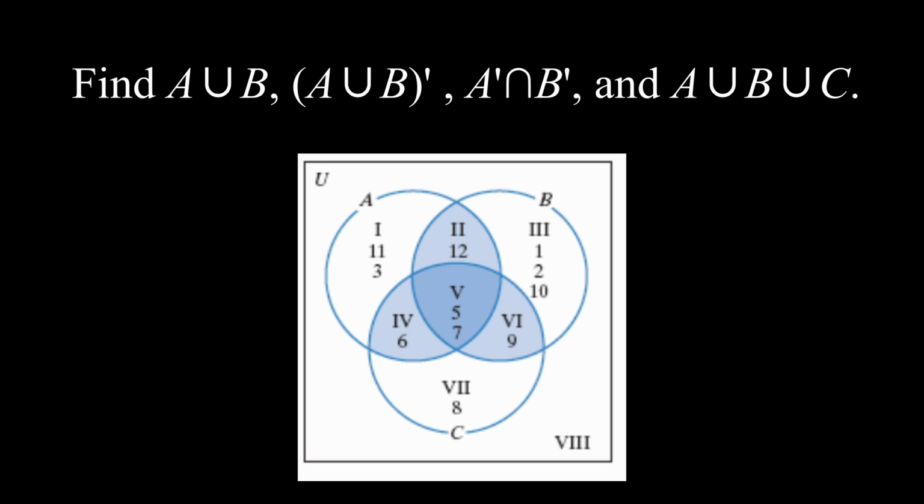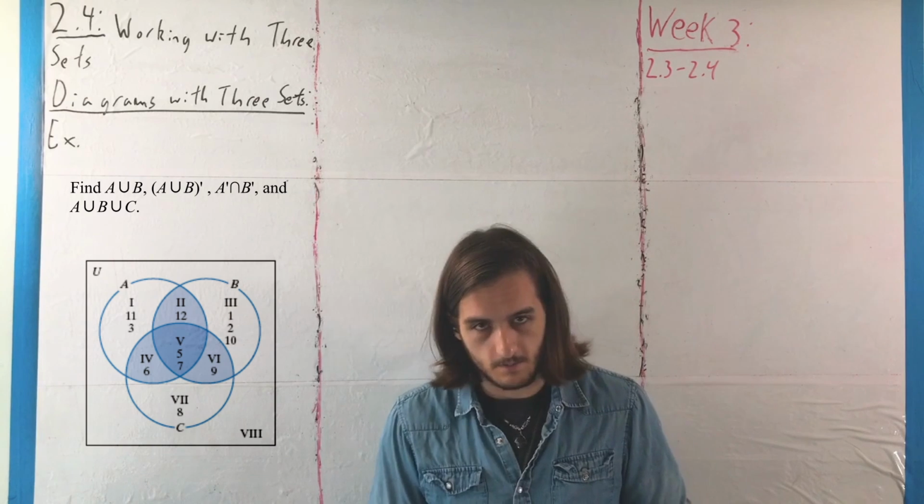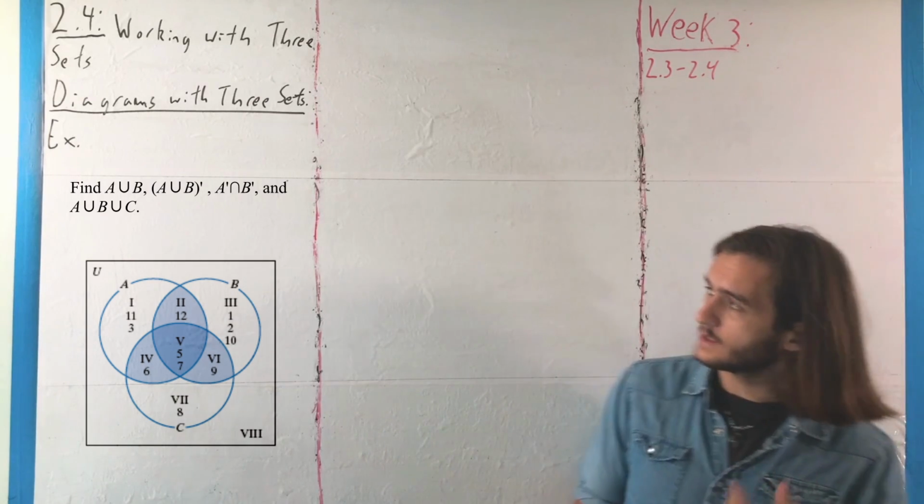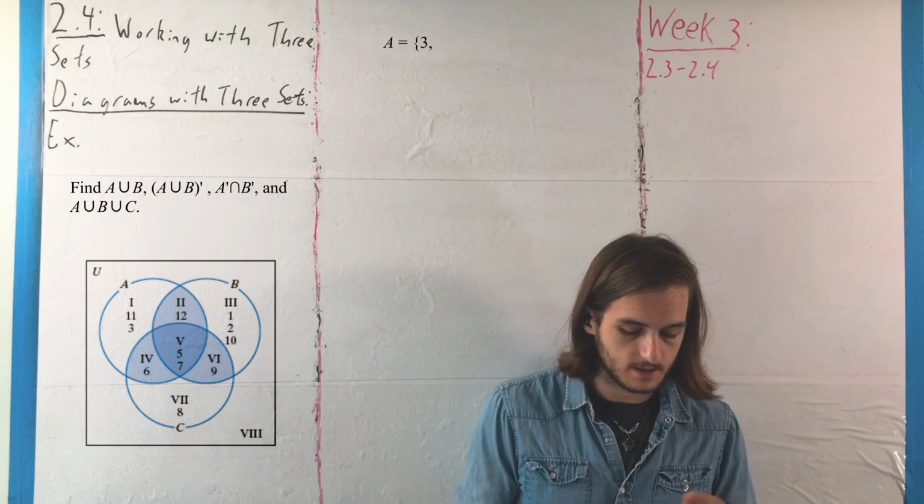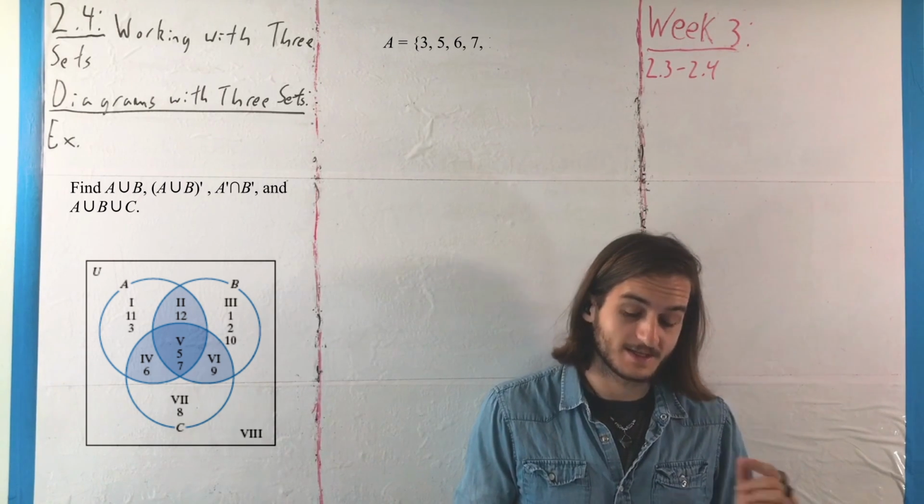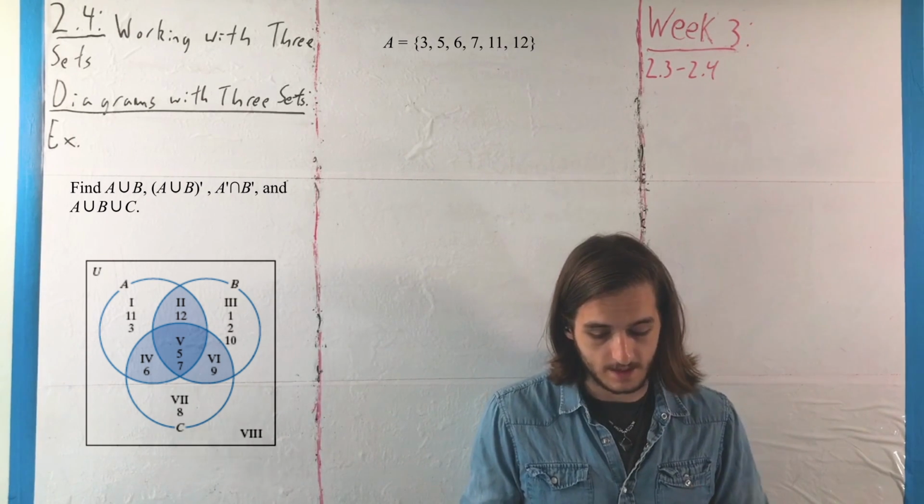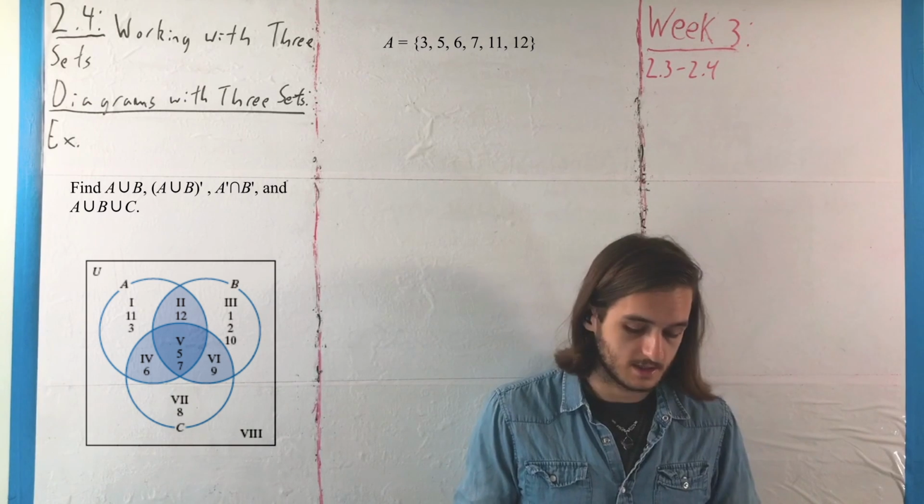So for our second example, we're given another three-piece Venn diagram and want to find A union B complement, A complement intersect B complement, and A union B union C. So first thing we want to do here is be careful about what's in each of these sets. That we have A will be 3, 5, 6, 7, 11, and 12. 8's not actually in there. 8's lonely out in C.